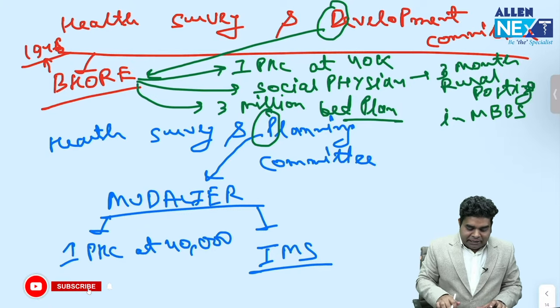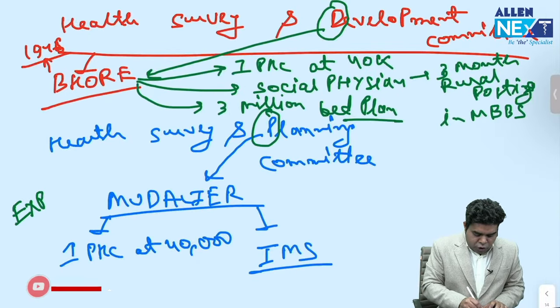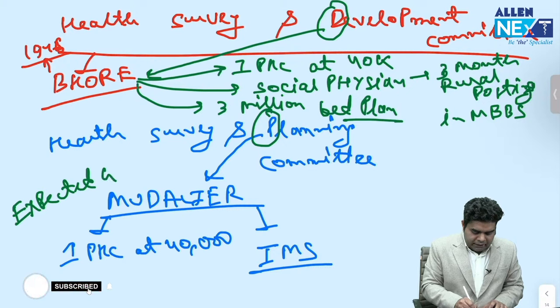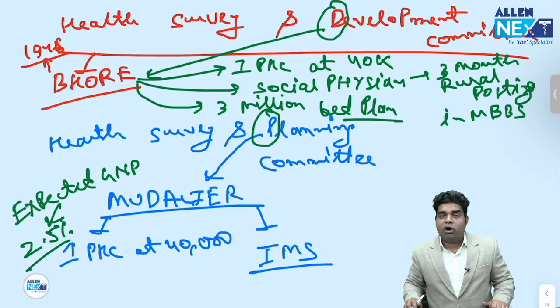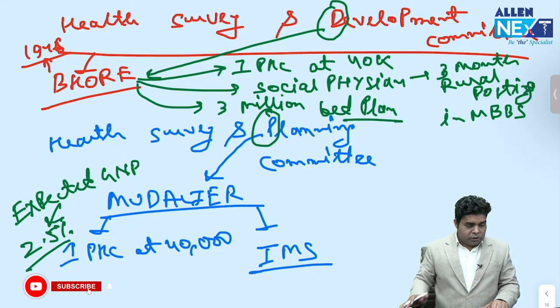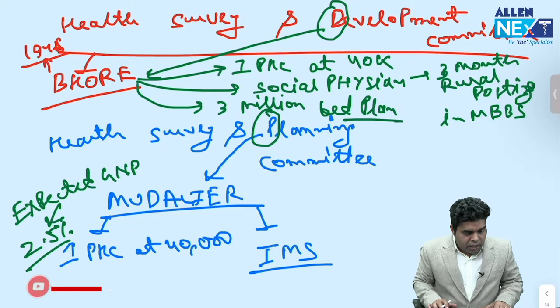So what is the expected GDP they have asked in one of the exams? Expected GDP which should be given on health, GNP or GDP on health, is 2.5% is the expectation. And India is giving 1.05% for the last 30 years. So that is one of the reasons why we don't have that many beds at our PHC.